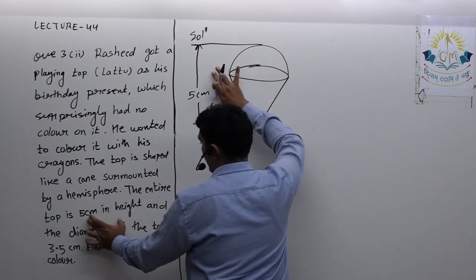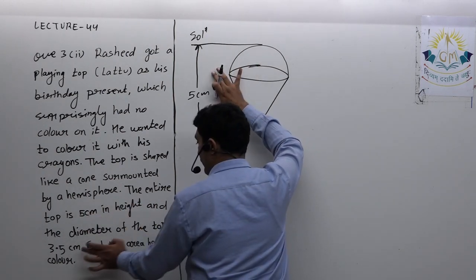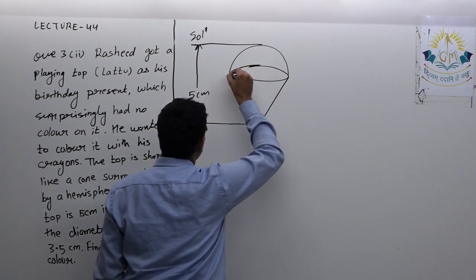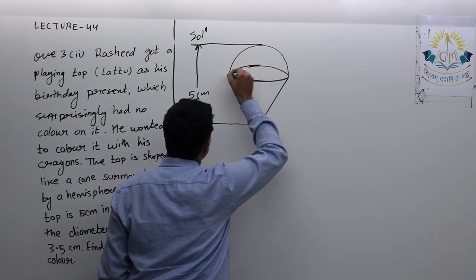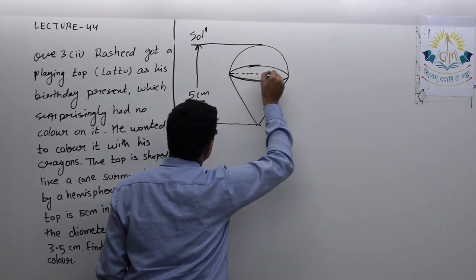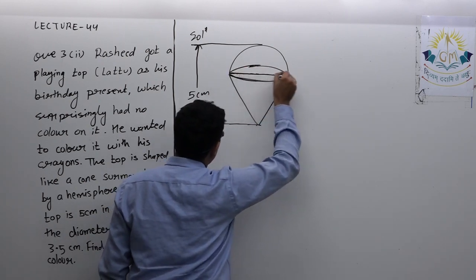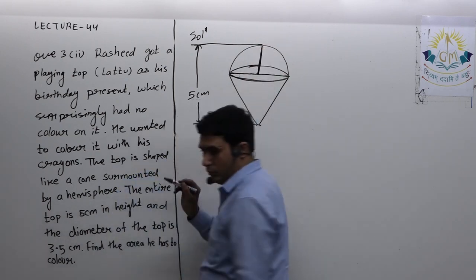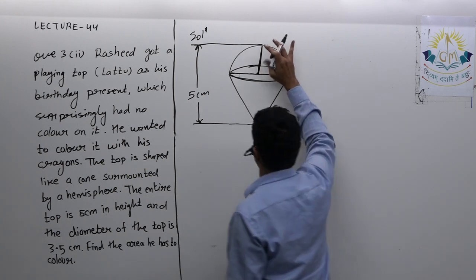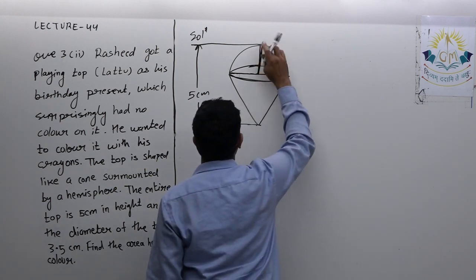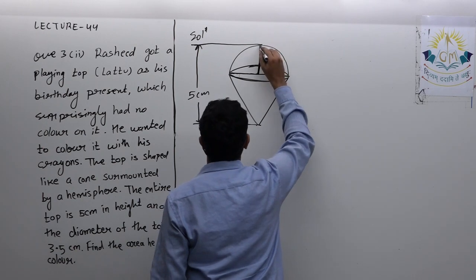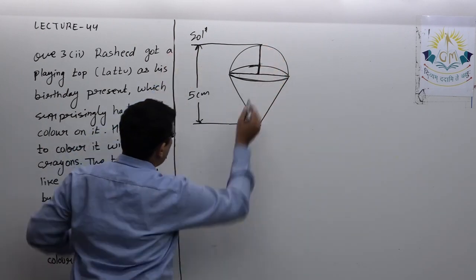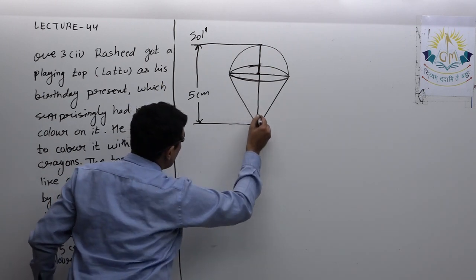Entire top is 5 centimeter in height and the diameter of the top is 3.5 centimeter. That means this complete is 3.5. As diameter is 3.5, obviously radius will be 3.5 by 2. So this half, or this portion, is 3.5 by 2. So if I subtract this 3.5 by 2 from this entire height 5, I'll get the height of the cone.